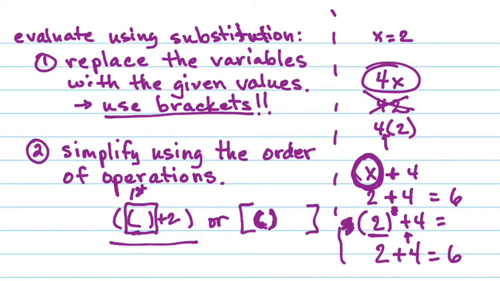Okay? So that's all there is to it. Replace the variables with the given values, making sure that you're using brackets, and then simplify using the order of operations, and be careful with the brackets. If you put in more brackets, be careful to know which one you need to do first. Okay. So we're going to pop over to the book and do a few examples of these, and then I'm going to give you an assignment.